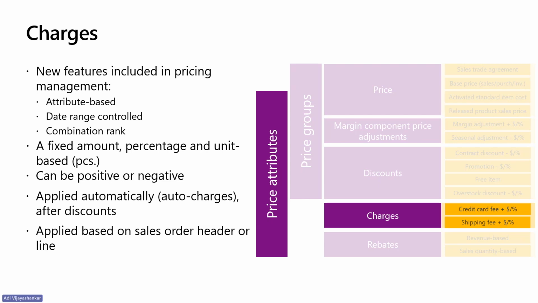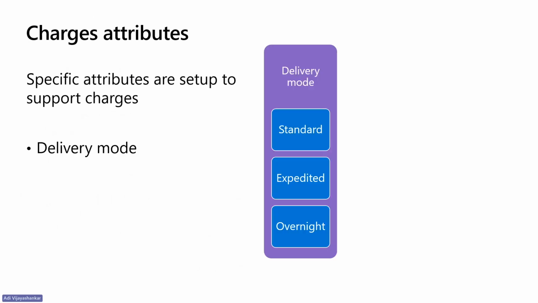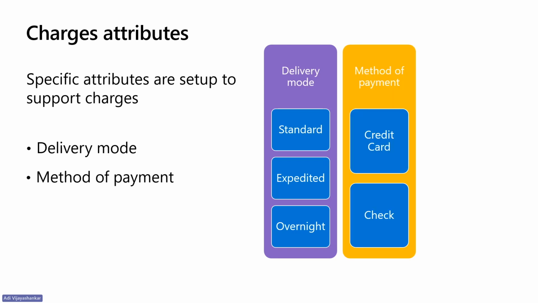Charges can be applied at the order header level or order line level. They can also be tiered based on the order total amount. Here are some attributes of different types of charges. Delivery charges based on the mode of delivery. For example, if the customer wants expedited delivery for their order, they will be charged an additional fee. Charges based on the method of payment. For example, if the customer pays via credit card, they will be charged a merchant fee.